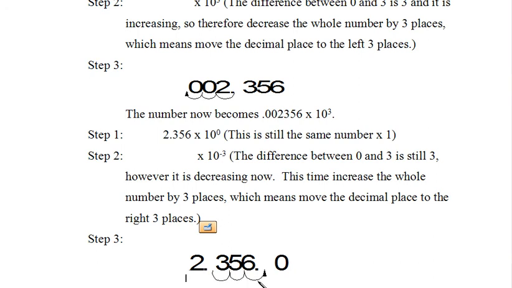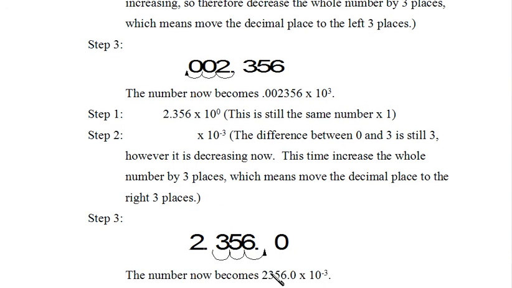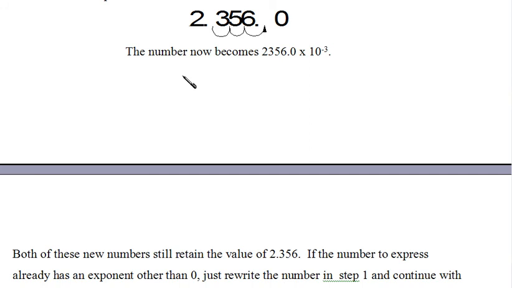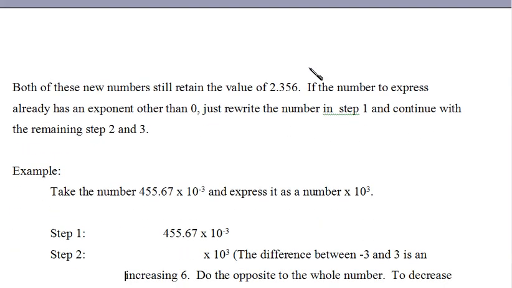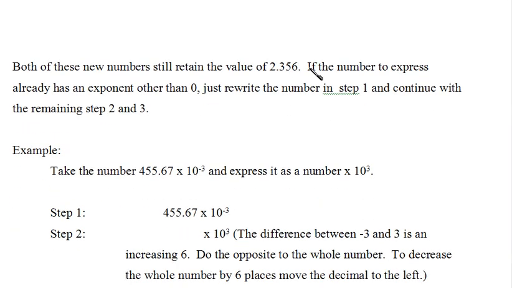So there's my exponent here. So I move it over 3. So it now becomes 2,356. So the new number is 2,356 times 10 to the minus 3. Both of these new numbers still retain the value of 2.356.